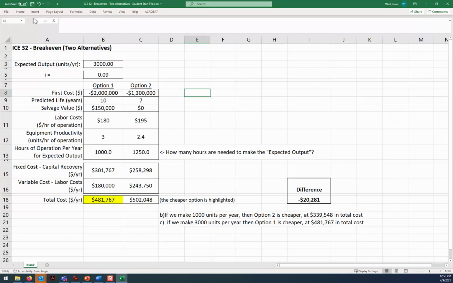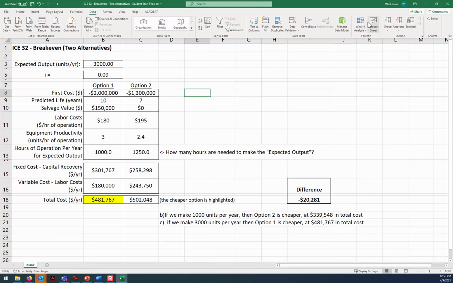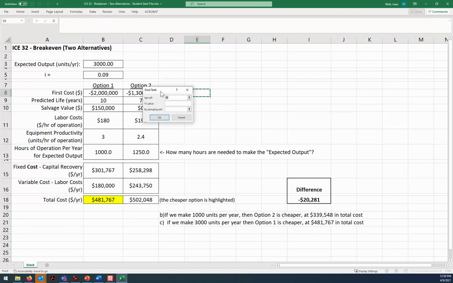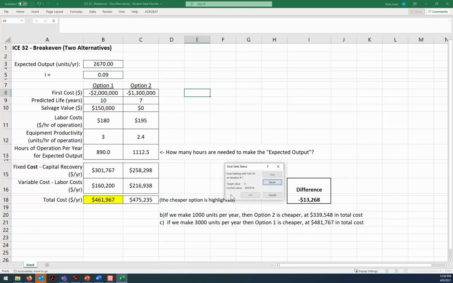So let me do that. Data, what if analysis, GoalSeek. And so my goal is set the difference to 0 by changing the number of units per year, so the output. And as soon as I click OK, it's going to start playing around with values for this cell B3, which is where our production level is input. And when it finds the exact right number of units that makes the difference in cost equal, it will stop, and it'll just leave that value.